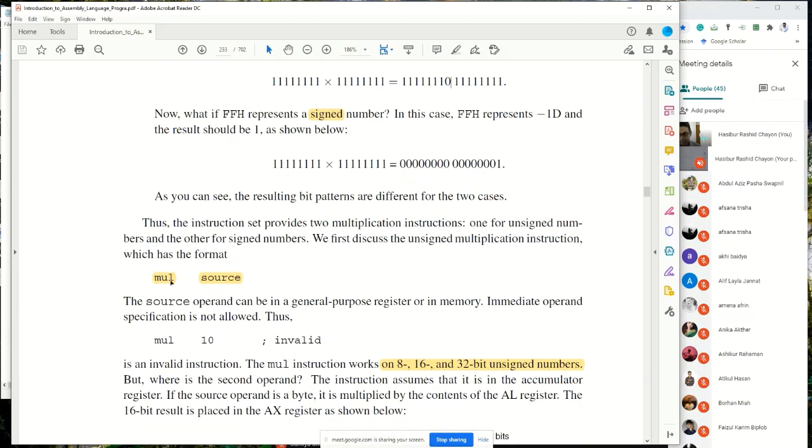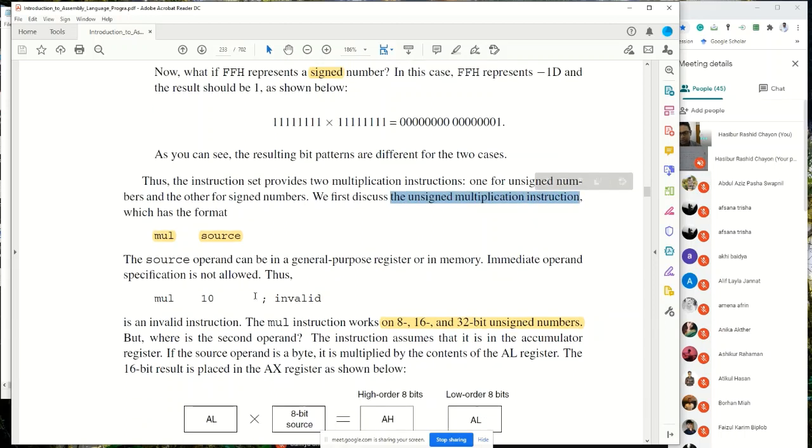the code is this: MUL source. Source means either a register or any other memory location. In this case, we are using a register. Okay, so MUL, multiplication, and then source. That is the instruction for unsigned numbers, not signed numbers.